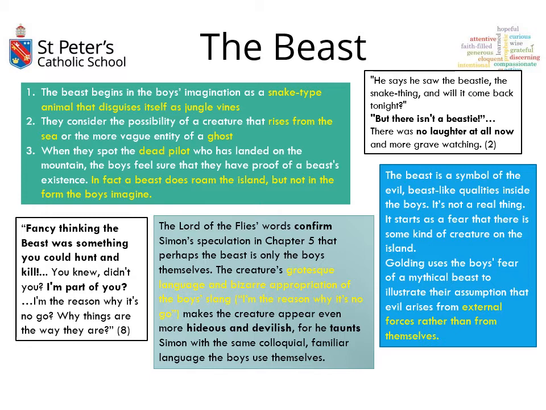We see that in the language that the creature, the sow's head, seems to speak to Simon with, this grotesque language and bizarre use of the boys' slang. "I'm the reason why it's no go." This creature, Golding makes appear hideous, devilish. It taunts Simon. It taunts him almost like he is one of the other boys. Now, of course, if we know the beast is a manifestation of the boys' fear, it makes sense that it sounds like it's coming from the boys themselves.